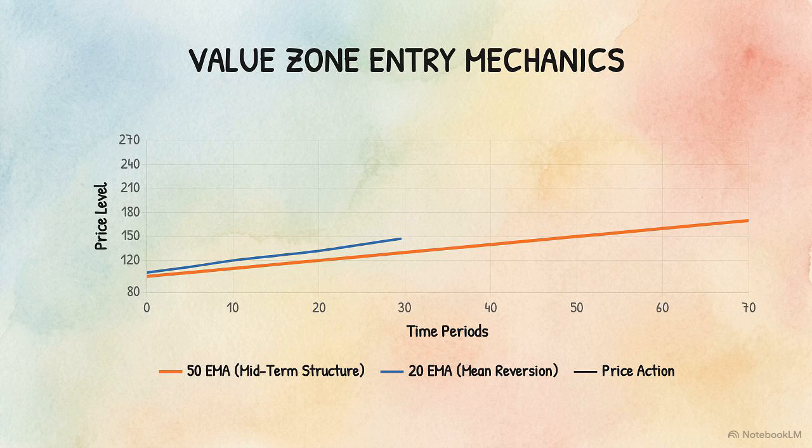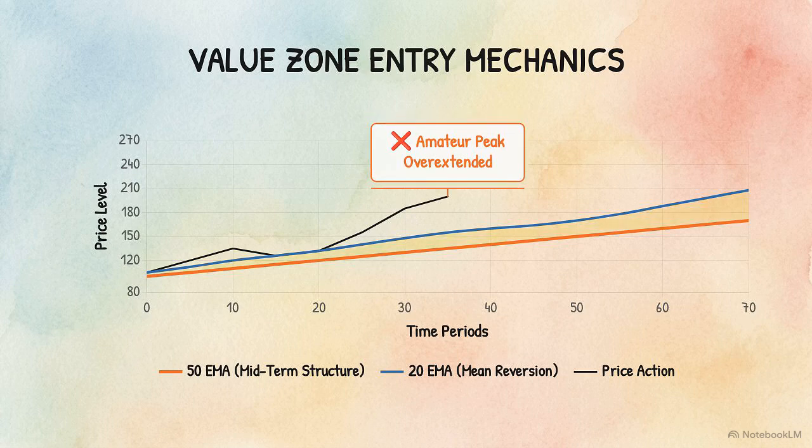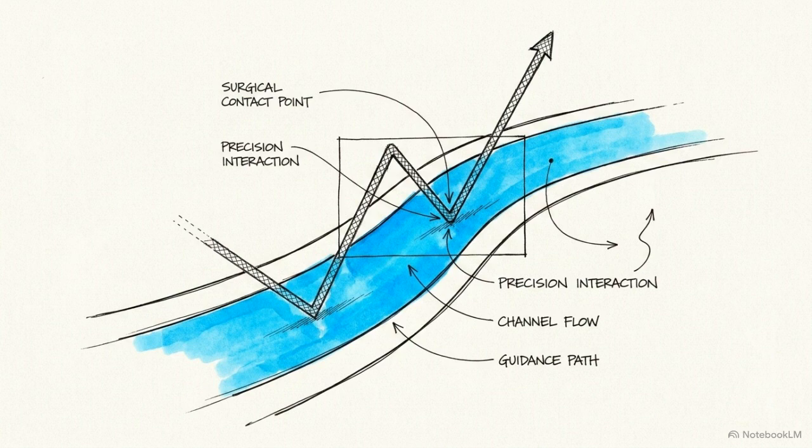Next, we add the 20 period EMA. In a healthy, active trend, this acts as the mean reversion line. Price will frequently snap back to the 20 EMA before continuing its broader move. The space between the 20 and 50 EMAs creates the structural value zone. Amateurs buy at the peak of the move, but professionals wait for the retrace into this zone, allowing for a tight stop loss and a high mathematical advantage. The 20 and 50 EMAs do not tell you exactly when to execute a trade, but they isolate exactly where the highest probability entries exist.